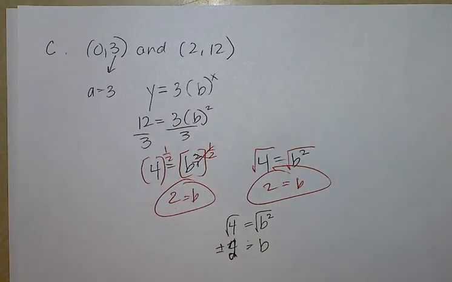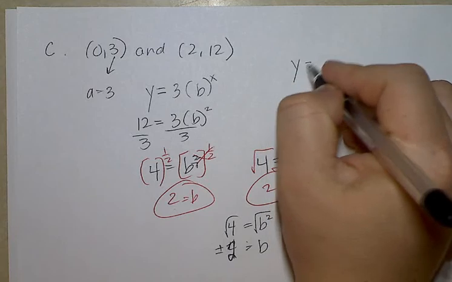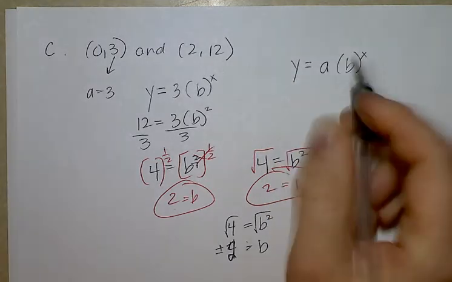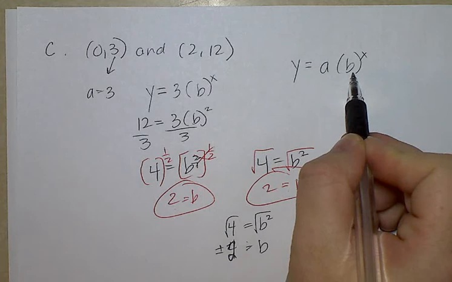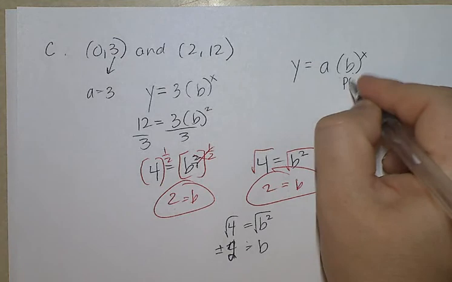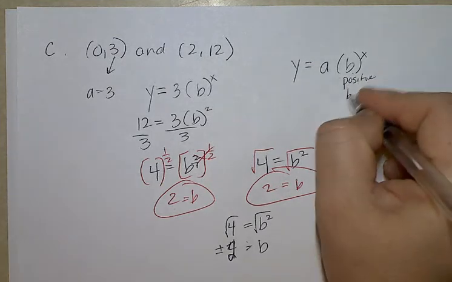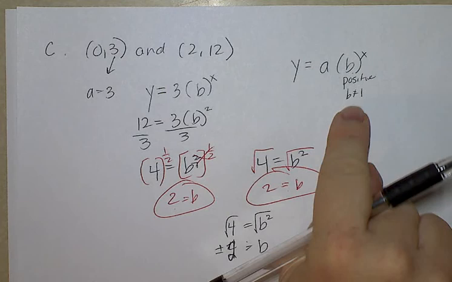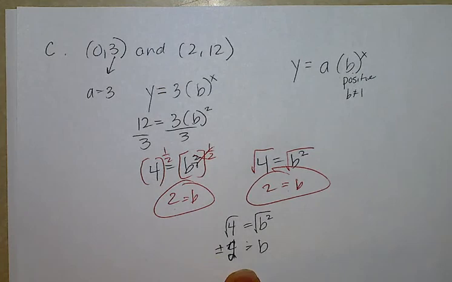And the reason for that is think about an exponential equation. An exponential equation says that your b value needs to be always greater than, it needs to be positive, and b will never be equal to 1. So for that reason, it will not be a negative 2. So that's why I'm only writing down the positive values of it instead of writing down both.